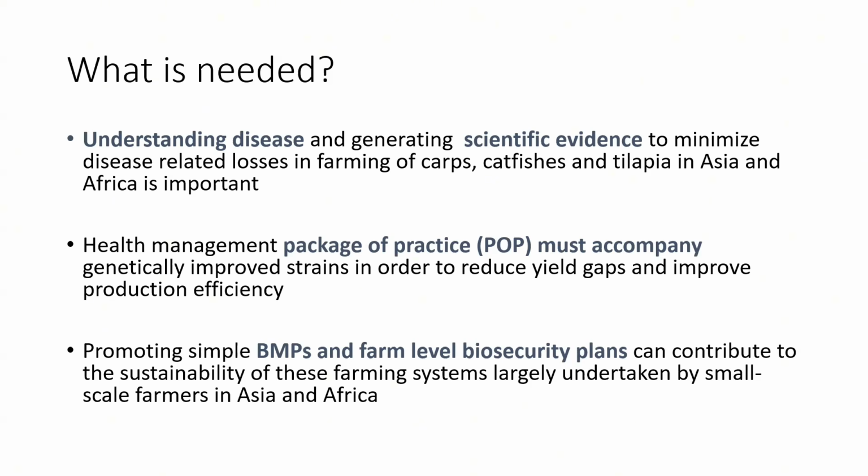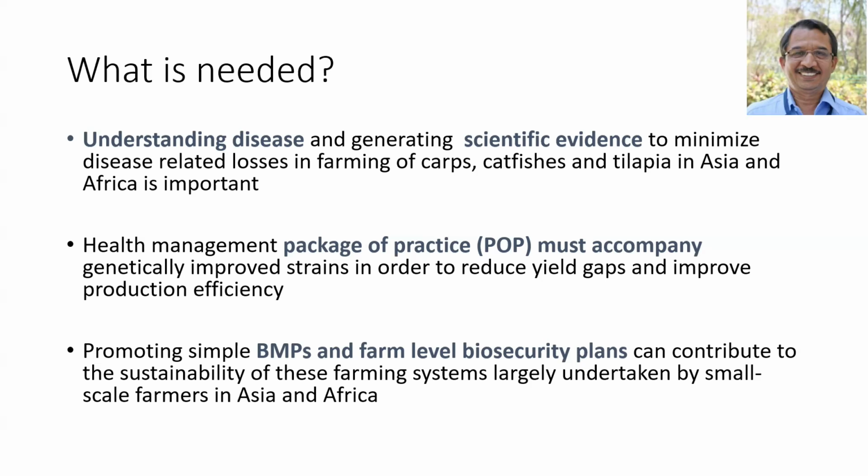At the same time, for the improved varieties that are being disseminated and scaled across Asia and Africa for these low-value, highly affordable species, there is an urgent need to have a health management package, or a package of practice, to accompany these improved strains so that we can reduce the yield gaps and get the best out of the improved varieties that are being widely promoted, so that it can really contribute to the aquatic food security for the needy people. So ultimately, what is required is how simple better management practices can be developed, how simple farm level biosecurity plans can be developed based on the risks identified, and ultimately contribute to the sustainability of these farming systems, which are low value species, mainly meant in many countries for domestic consumption, and the operations largely undertaken by small scale farmers.